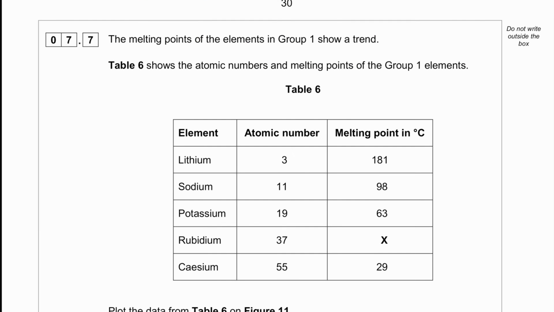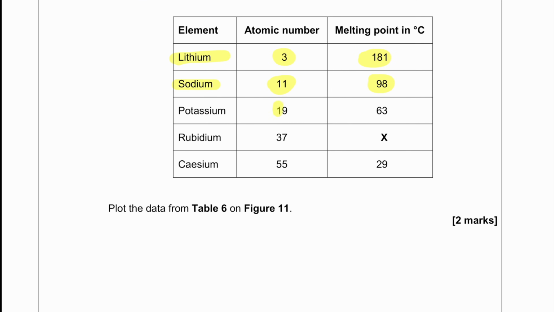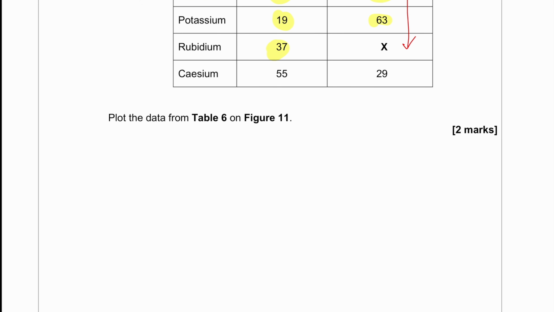Guys, moving to question number 7.7. The melting points of the elements in group 1 show a trend. Table 6 shows the atomic number and melting point of group 1 elements. Lithium, atomic number 3, melting point 181 degrees Celsius; sodium, atomic number 11, 98; potassium, atomic number 19, 63; 37. As we can see, the trend is decreasing down the group, so definitely we can assume it's going to be less than 37 for rubidium.